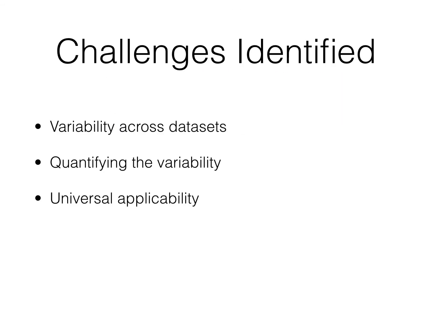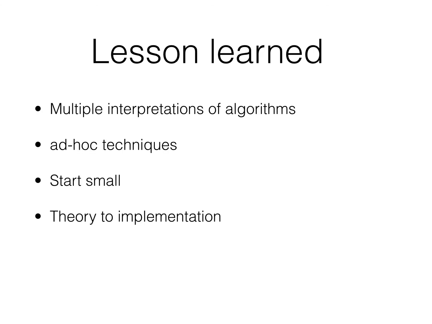So what are the challenges identified? I have identified that there is a lot of variability across data sets, and there's a need to quantify the variability, and then there's a need to find algorithms which are universally applicable. So what are the lessons learned? I've learned that there are multiple interpretations to algorithms like principal component analysis. Ad hoc techniques work, but they don't always work across different data sets. And it's always good to start small when you are implementing new algorithms, and there's a huge gap between theory and implementation. Thanks a lot for listening.